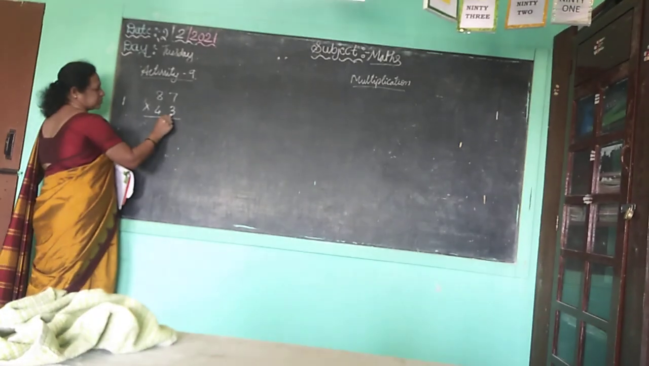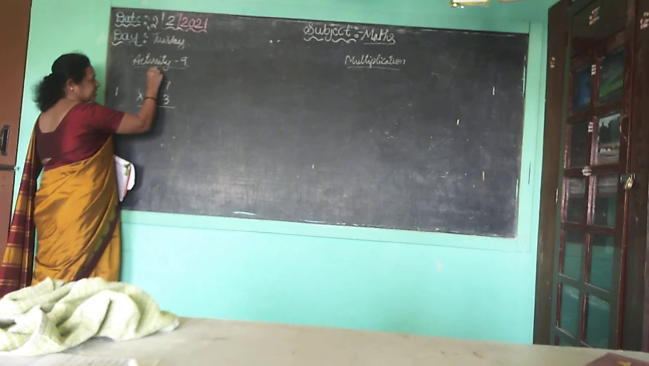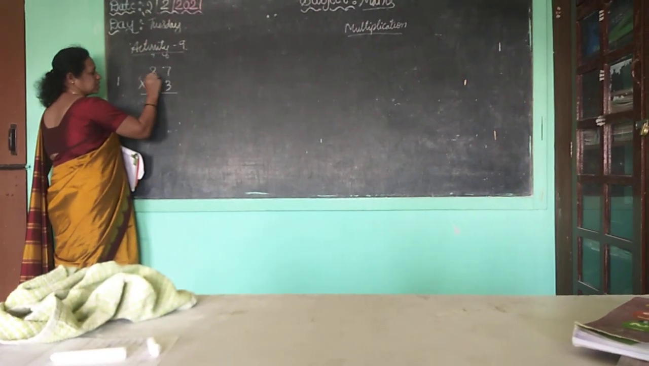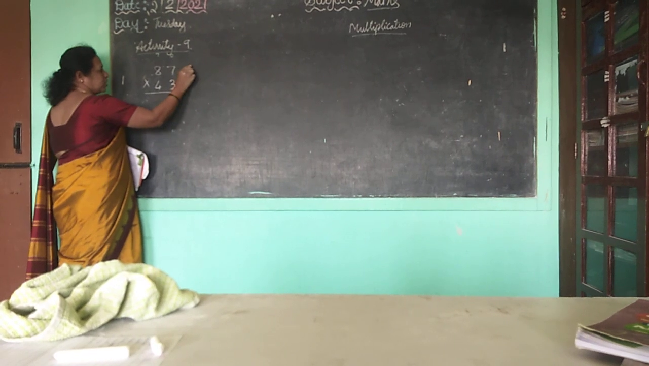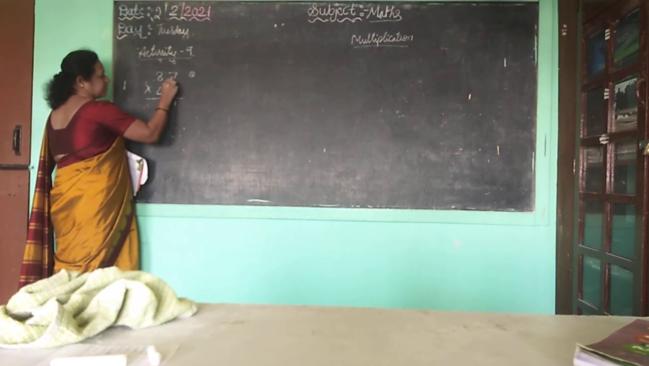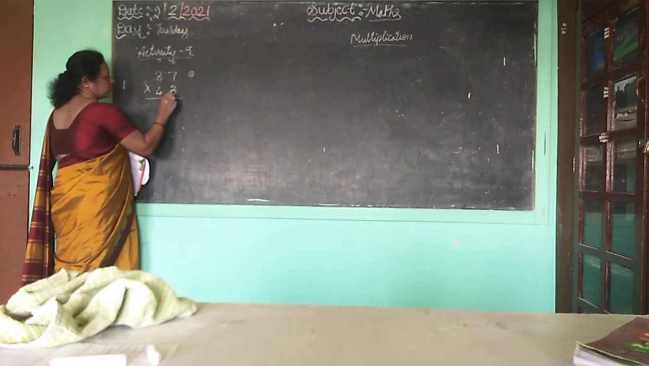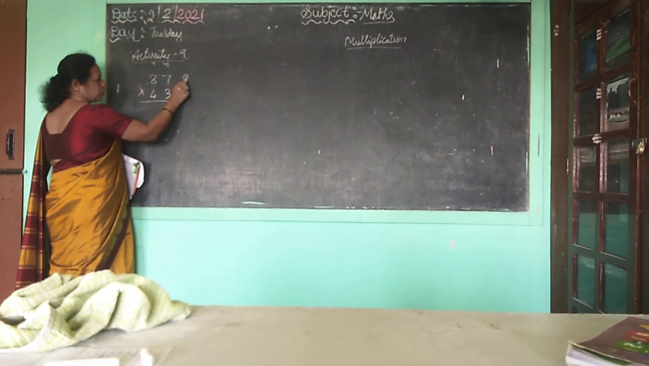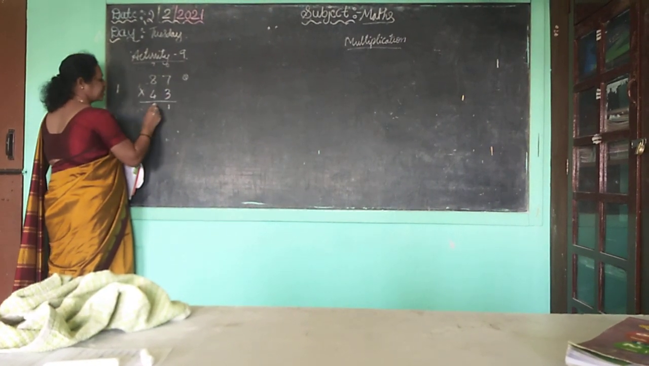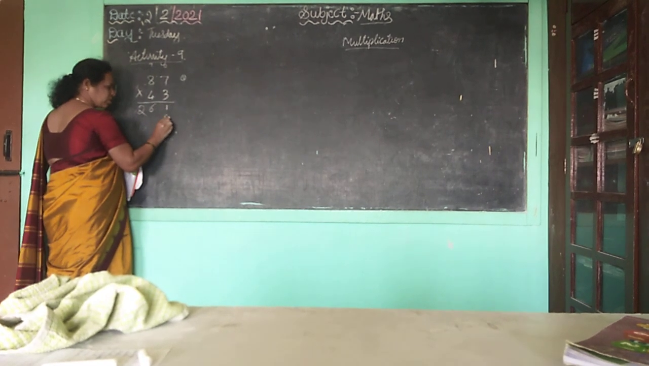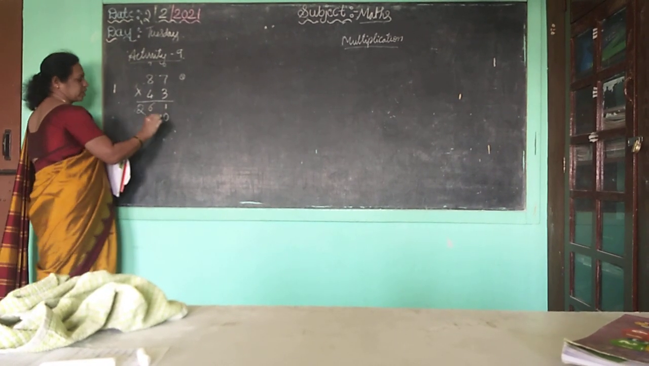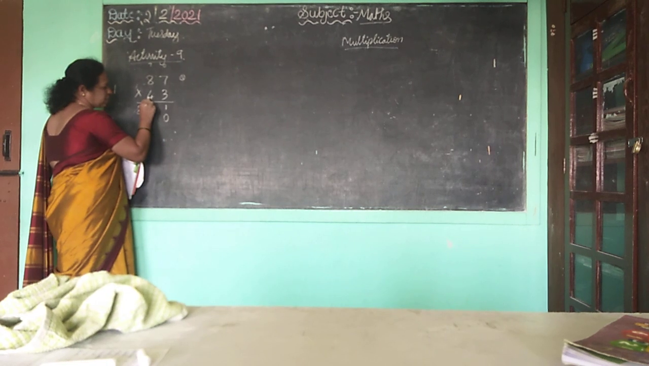Now, first start from the ones place, children. This is tens and ones. Now, start from the ones place. 3 sevens are 21, carry 2. Now, 3 eights are 24, 24 plus 2 is 26. Now the ones place is over, children. We can put 0 here for the ones place. Now we have to start from the tens place.